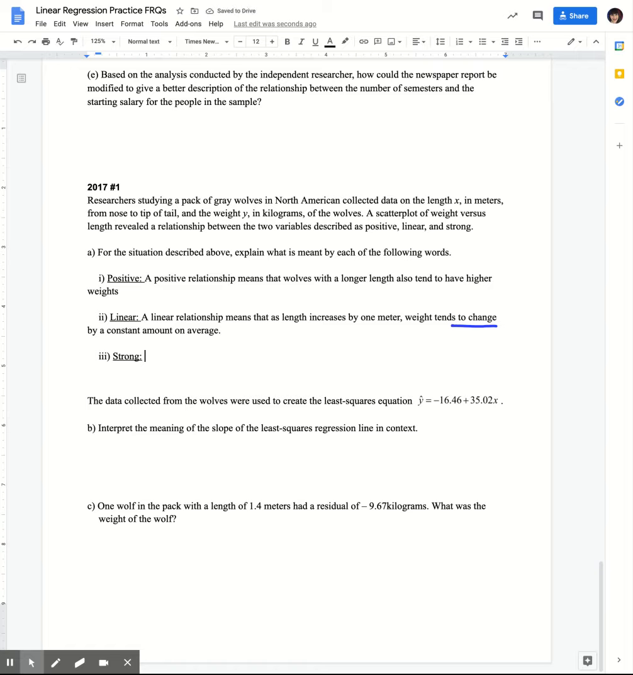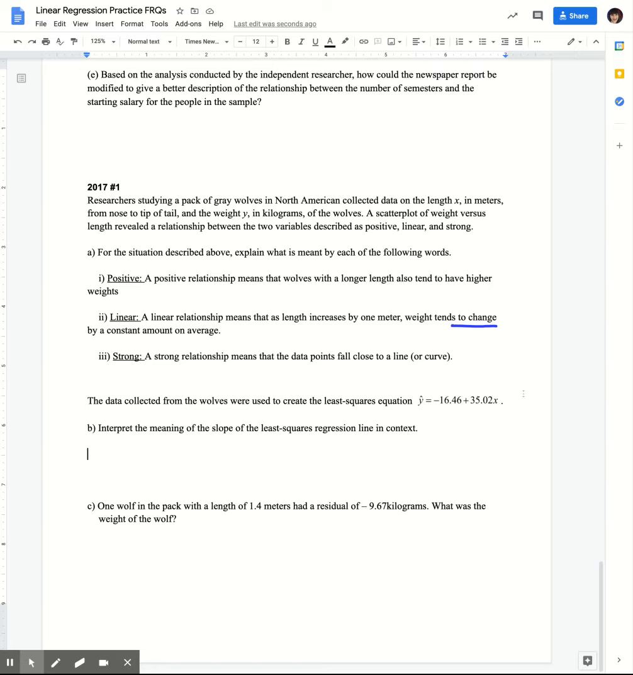Okay, and then strong just means that the relationship falls close to a line pattern. Okay, so a strong relationship means that the data points fall close to a line. You can say line or curve, because technically that's also true. But here this is linear, so you could just say line and that would be okay.